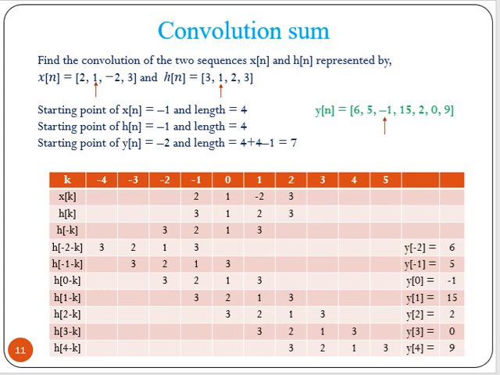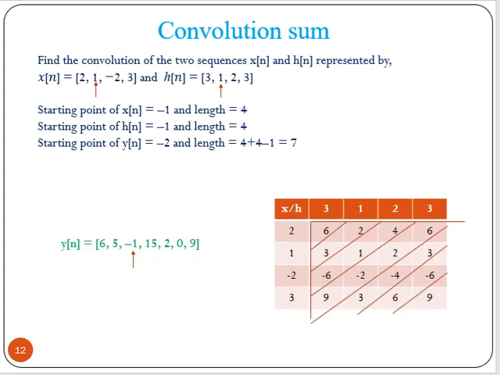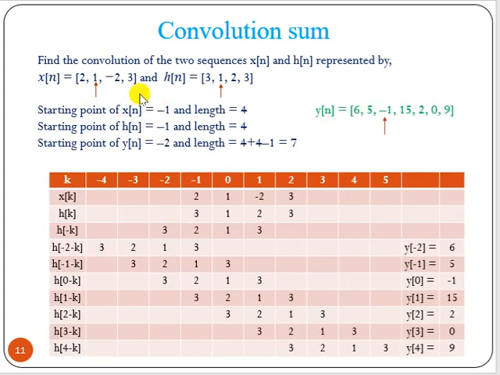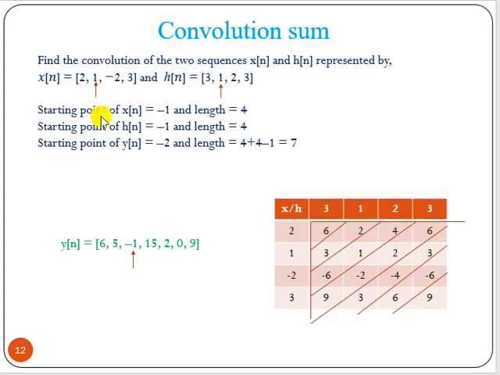So this is the tabular method. Now let us take the example of the matrix method. This is very easy to calculate, but we have to remember this point. I am taking the same example. So the starting point and end point, that we know.